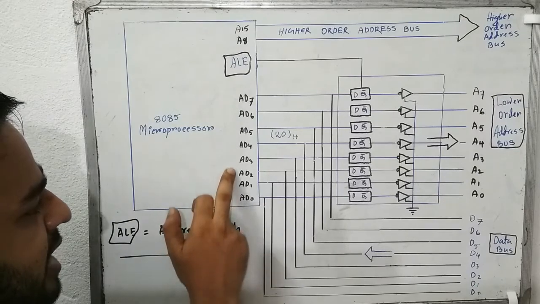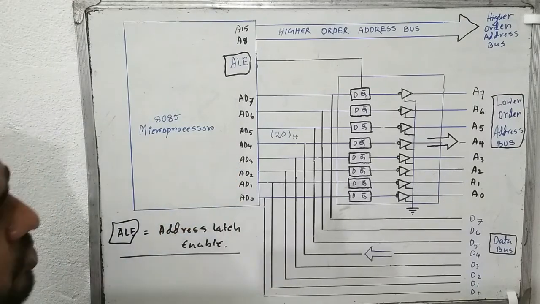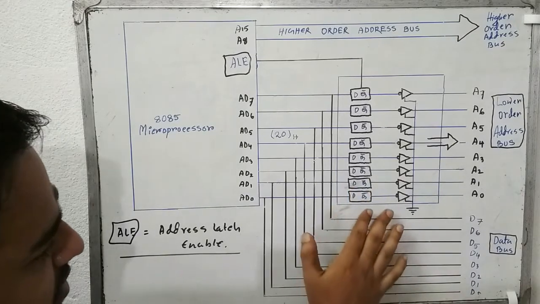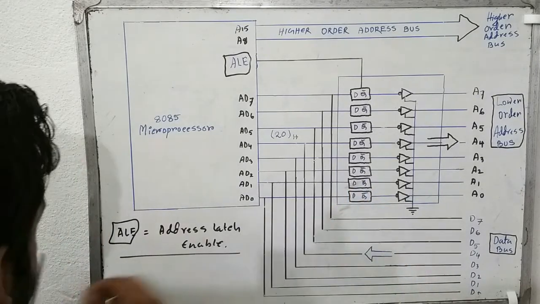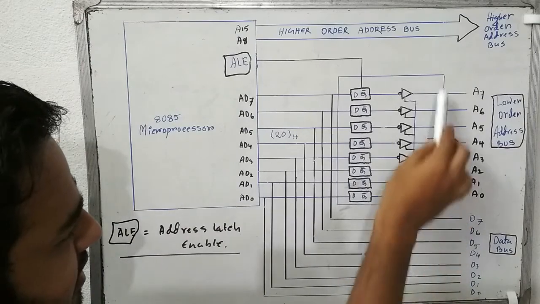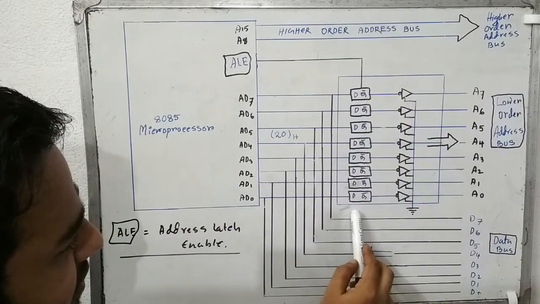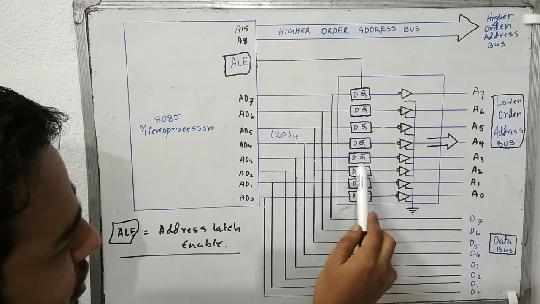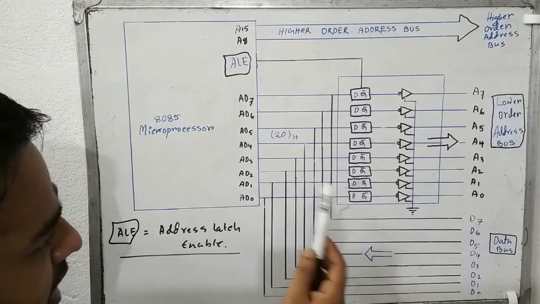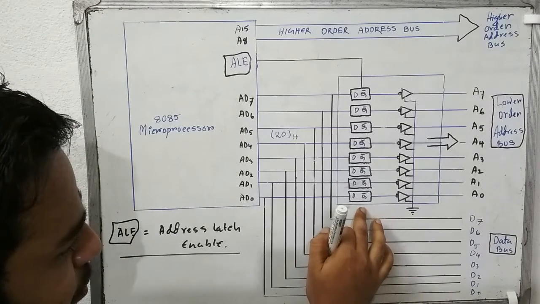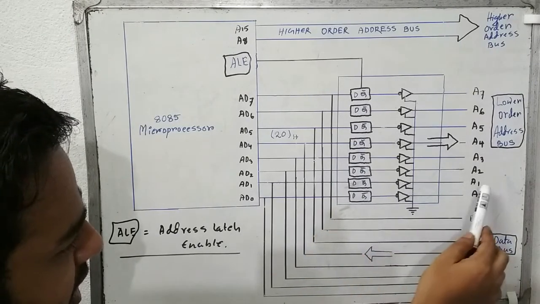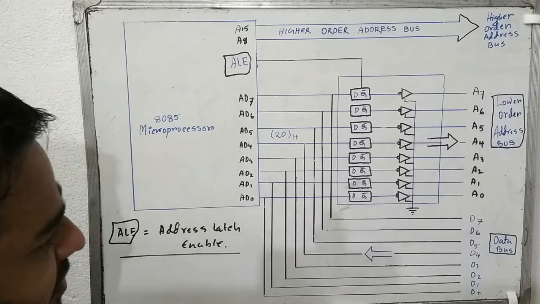So I have symbolized in that way. So now let's dive into this circuit. As you can see here, this circuit is comprised of 8 D flip-flops. As you can see, 1, 2, 3, in that way 8 D flip-flops, and each D flip-flop is connected with an address line. A0 is connected with a D flip-flop, A1 is also connected with a D flip-flop.